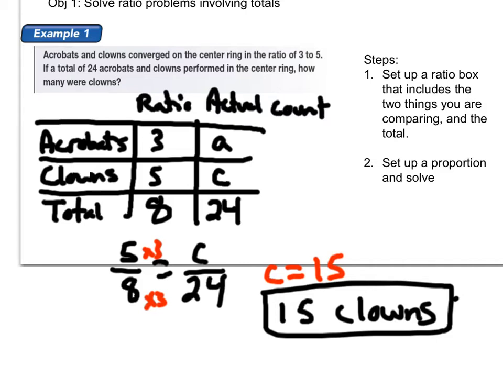So again, steps: set up your ratio box, the two things you're comparing, and then the total. Put aside for the ratio. The ratio was 3 acrobats to 5 clowns, and 3 plus 5 gave us a total of 8 on the ratio side. Then on the actual count side, we knew the total was 24, and we didn't know how many acrobats or clowns. So we set up a proportion of 5 to 8 equals C over 24 and solved it. Alright, and we'll do one more example, and then we'll be done for this lesson.